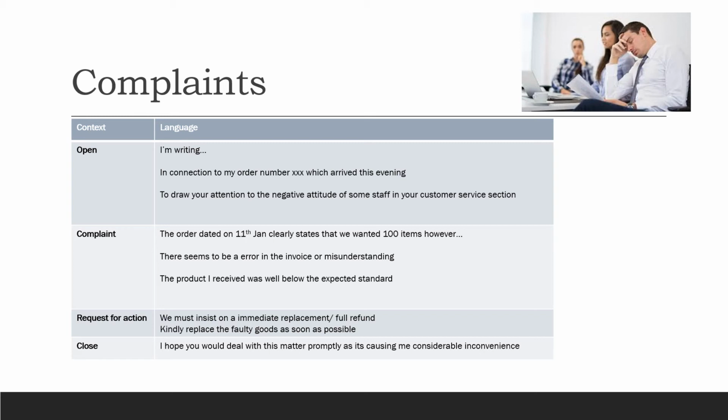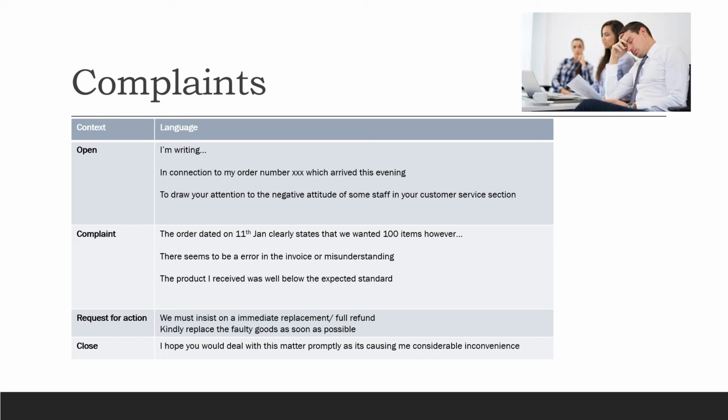The first one on the list, in terms of opening the email, is we can state by saying I'm writing in connection to my order number so and so which arrived this evening, or you can mention I'm writing to draw your attention to the negative attitude of some staff in your customer service section. This is followed by the complaint section wherein we can mention the order dated 11 January clearly states that we wanted 100 items. However, there seems to be an error in the invoice or misunderstanding. The product I received was well below the expected standard.